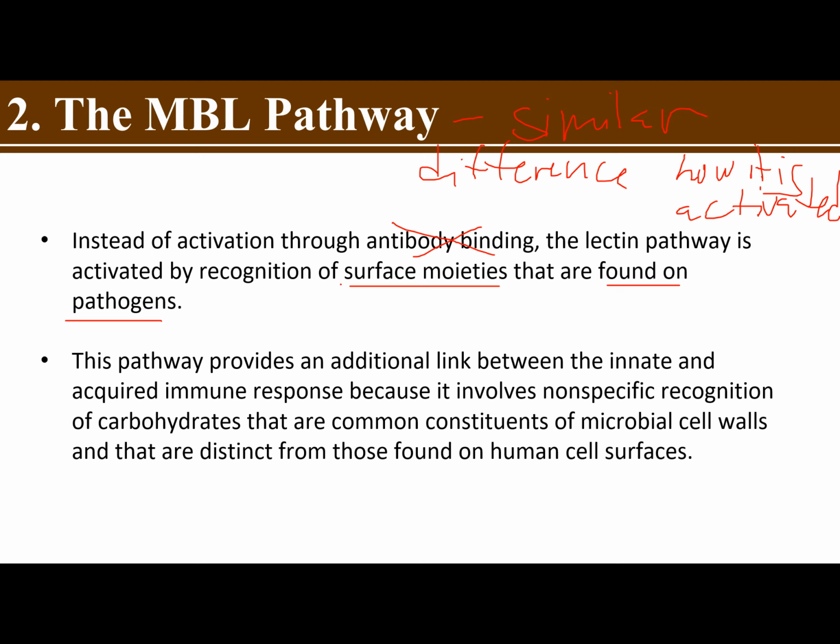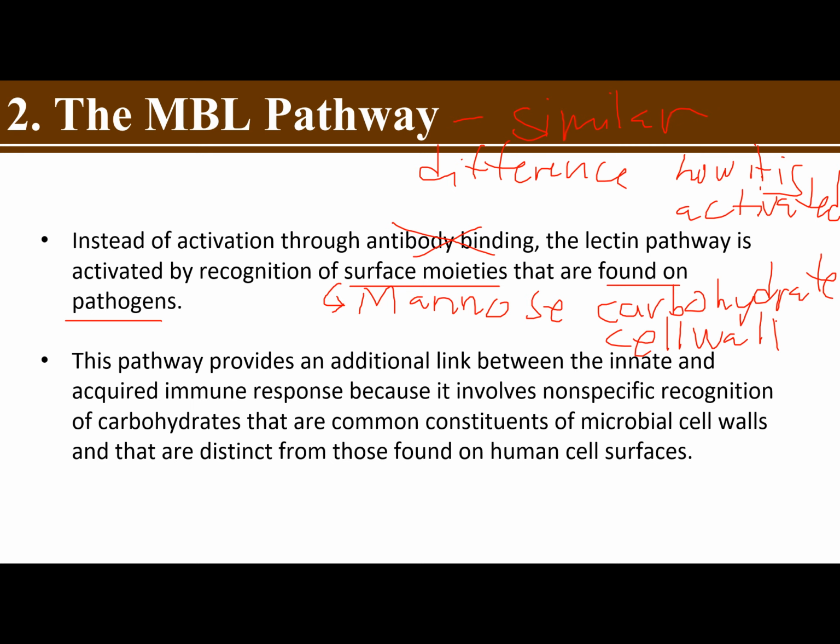So this time, class, there is no antibody binding, but instead, it would require the presence of certain moieties or substances found on pathogens. And one of those substances, class, is the so-called mannose. And this is usually a carbohydrate found in the cell wall of your bacteria. Now, this pathway, class, would provide an additional link between innate and acquired immune response because it would involve non-specific recognition. Remember, this does not involve antibodies, class.